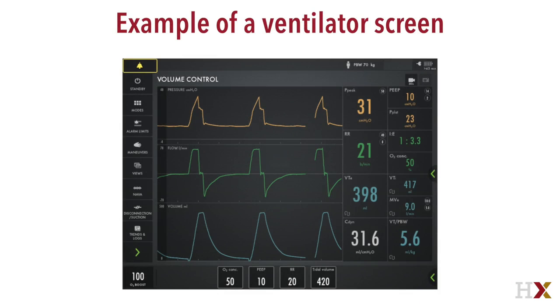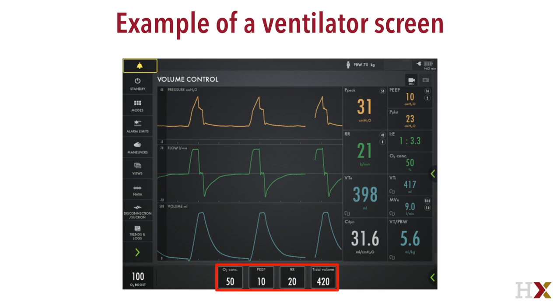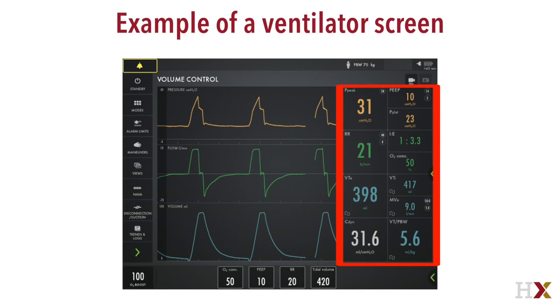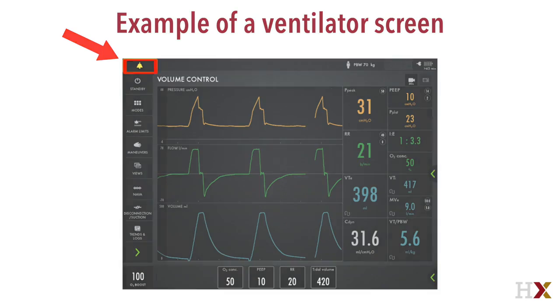Here's an example of a ventilator screen. You can see software buttons along the left side, 3 waveforms in the center, pressure at the top, flow in the middle, volume at the bottom. Settings are all along the bottom, and monitored and measured values are along the right-hand side. And there's an alarm silence button in the top left.